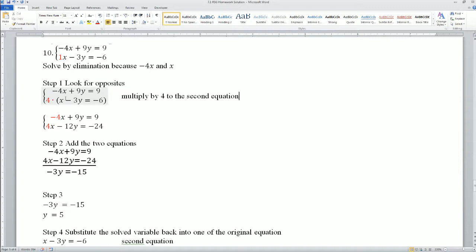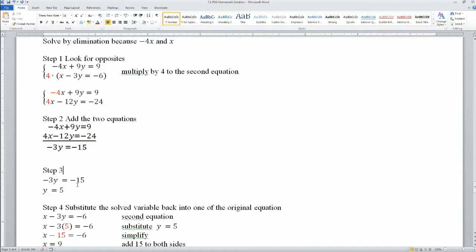In that process, I get 4x minus 12y equals negative 24. How do I get that? 4 times x is 4x. 4 times negative 3y is negative 12y. 4 times negative 6 is negative 24. Add the two equations. Negative 4x plus 4x disappears, right? It eliminates. 9 plus negative 12y is negative 3y. It's a negative 3 because it's a negative 12. 9 plus negative 24 is negative 15. That's my add the two equations.